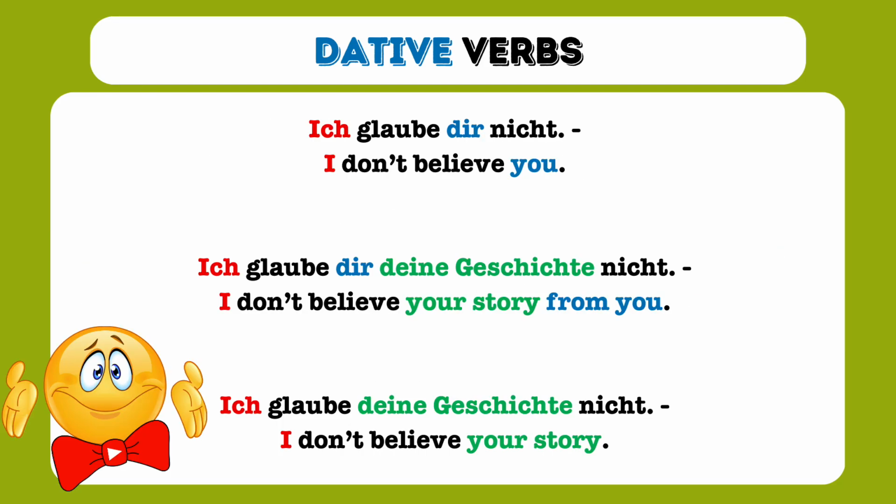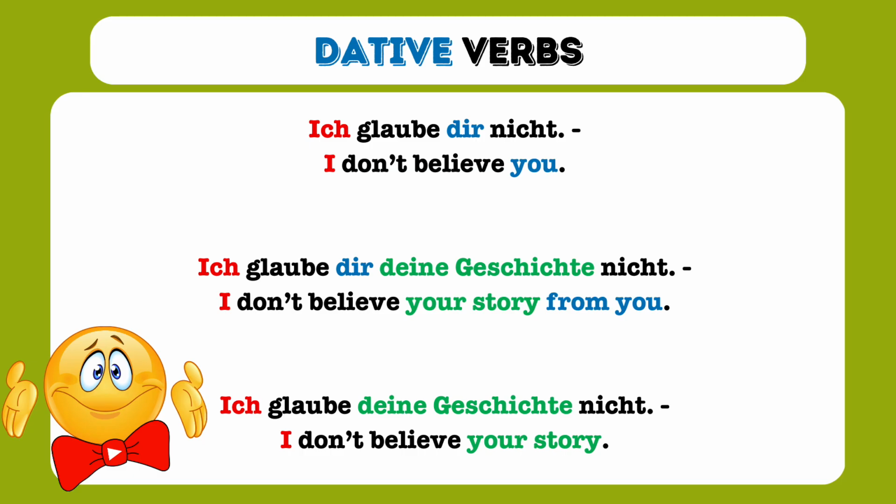There are a few rare instances in which dative verbs will actually use the accusative case in addition to using the dative case, or they will bypass the dative case and only use the accusative case. For example, using the verb glauben, which means to believe. Ich glaube dir nicht. I don't believe you. This would be a normal sentence, ich being the subject, dir being the object, which is used in the dative case. Ich glaube dir deine Geschichte nicht, which is, I don't believe your story from you.